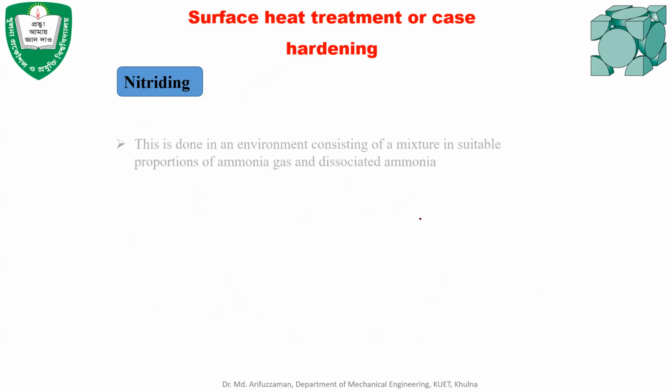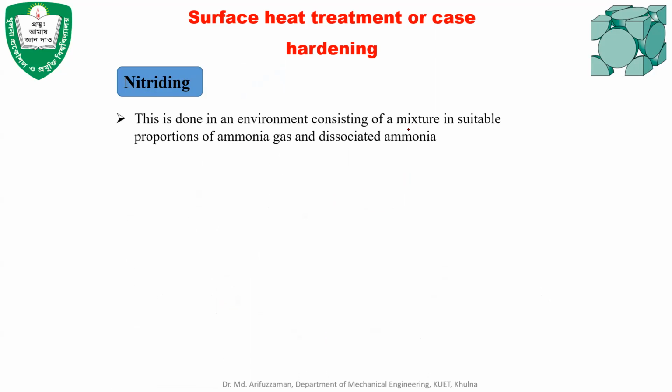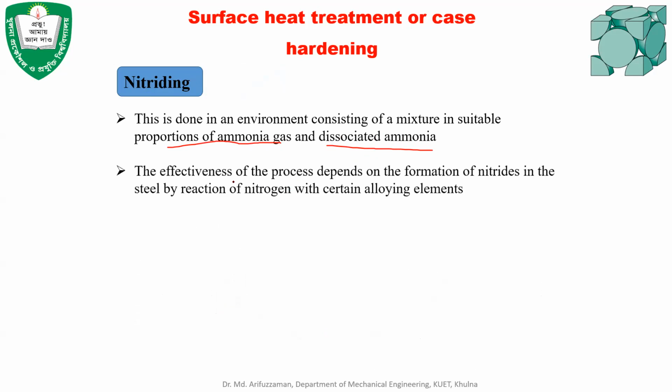All right, so the next one is nitriding. This is done in an environment consisting of a mixture of suitable proportions of ammonia gas and dissociated ammonia. Dissociated ammonia means the ammonium ion. Okay, in the case of ammonia gas dissociated into ammonia ion, if you keep it in that environment, some of the nitrogen gets diffused into the surface of the structure. Okay, and the effectiveness of the process depends on the formation of nitrides in the steel by reaction of nitrogen with certain alloying elements.